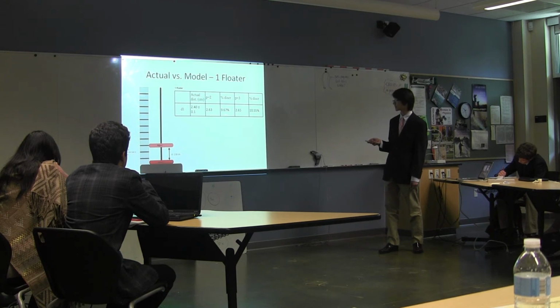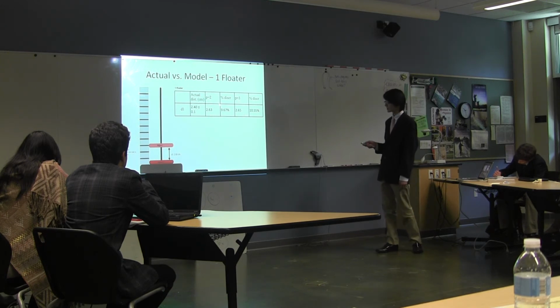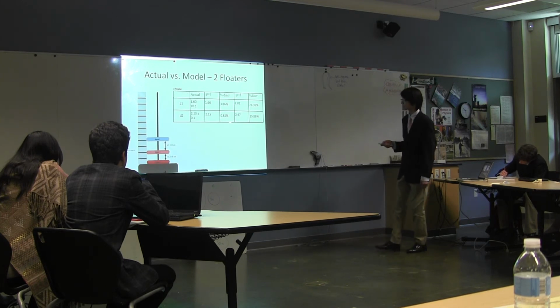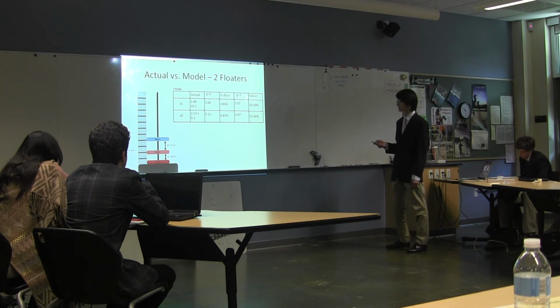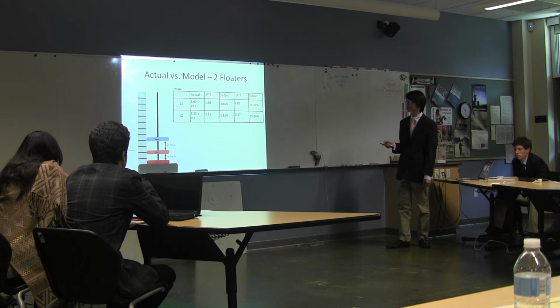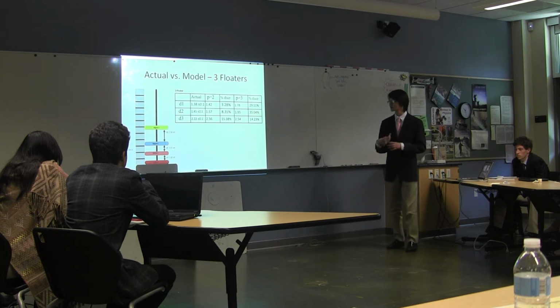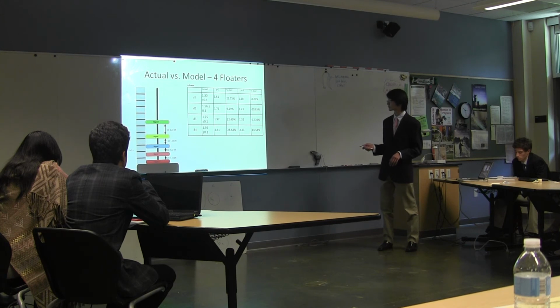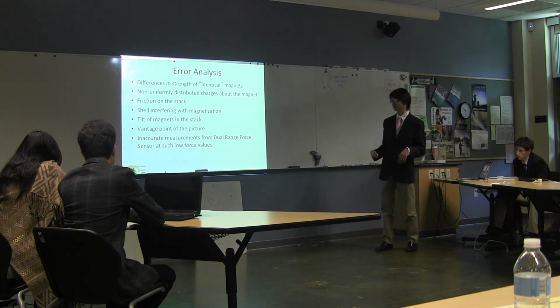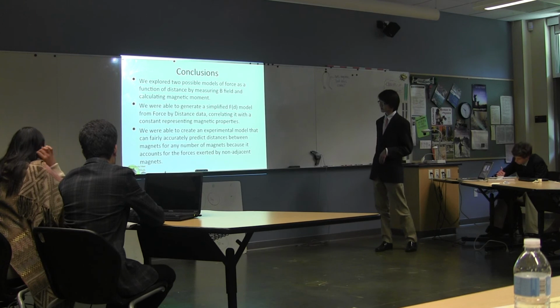As you can see, for both P2 and P3, these values are fairly accurate, and as you add more magnets, you notice that the percent discrepancy between the actual and the model for power equals 3 becomes much greater than that of power equals 2. So from this, we decided that the relationship of force as a function of distance is inverse squared. We continue this approach for 4 floaters as well. There are a lot of points of error within this experimental setup, but I want to get to the conclusions.